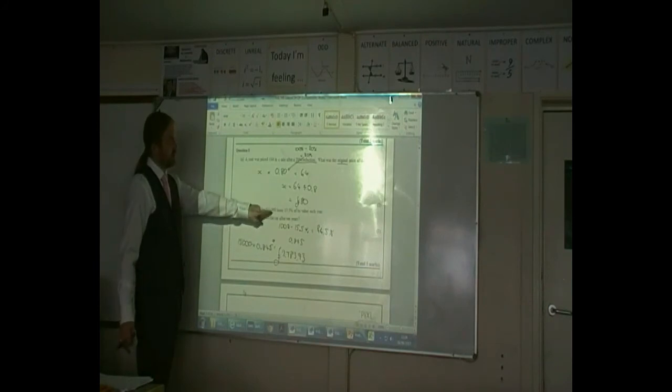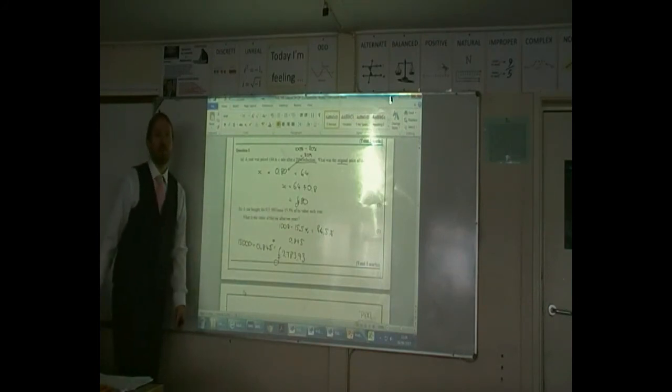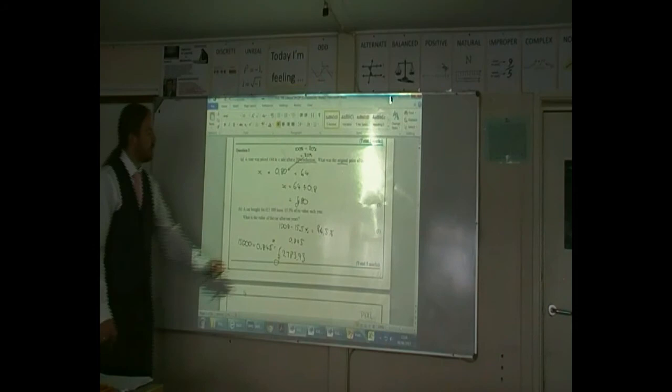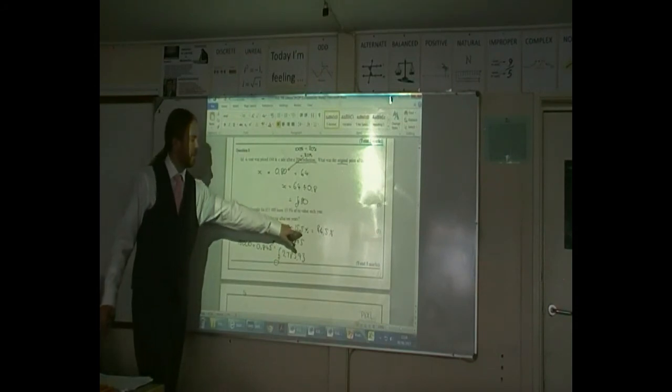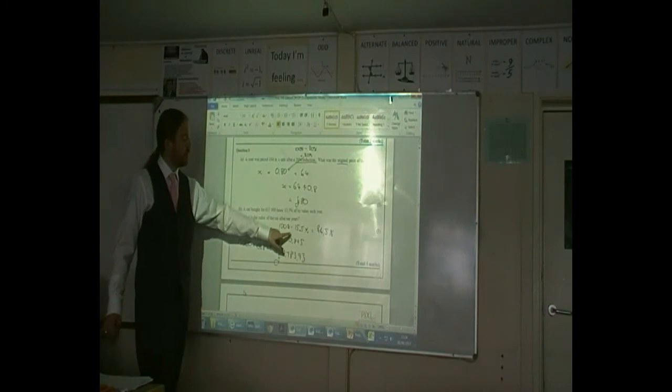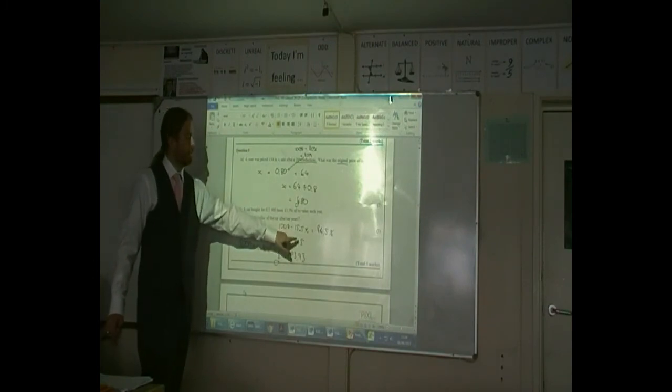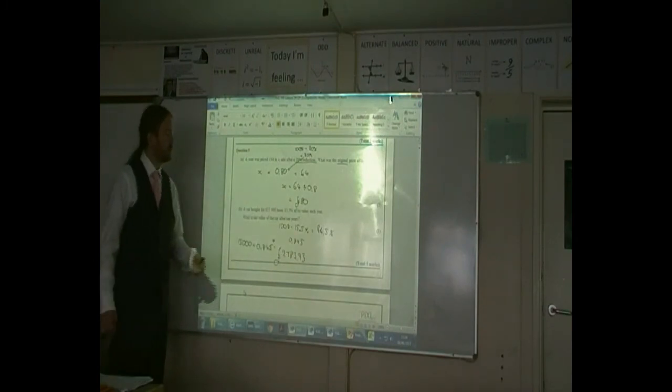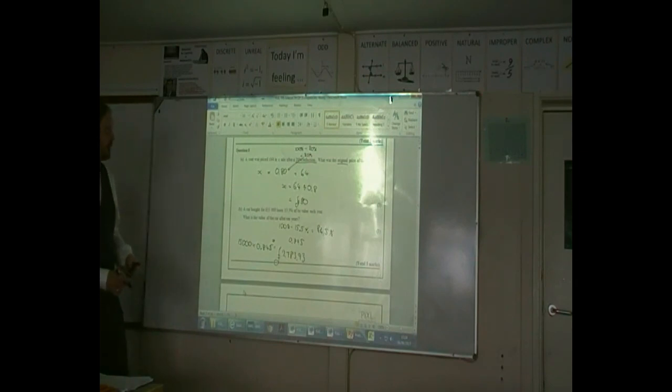If it was an increase in value, so for example putting money in a bank, rather than taking away 15.5%, we would have been adding 15.5%, so you'd end up with 1.155. Okay, worth mentioning that because compound interest questions can be reduction or increase.